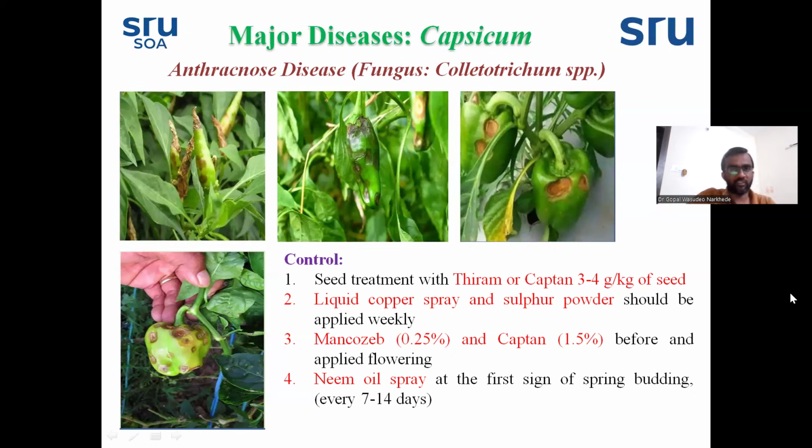So this is the most severe disease in chili, anthracnose, caused by fungus. Actually, it is a fungal disease caused by Colletotrichum species.